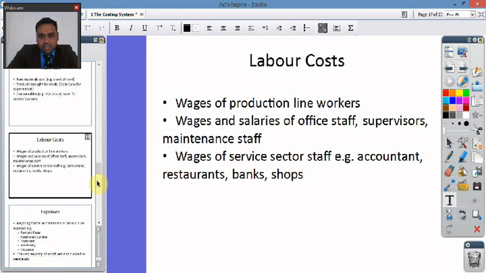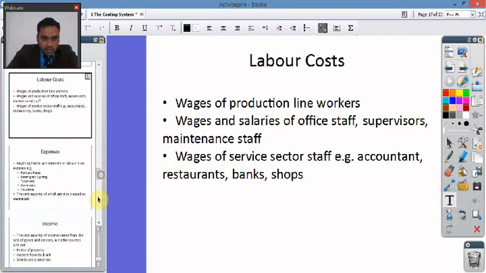Labour costs. So labour costs are basically the cost of workers. So you've got the example of production line workers, you've got wages and salaries of office staff, supervisors, maintenance staff, you've got accountants. So these are all labour costs. I think most people know what a labour cost is.